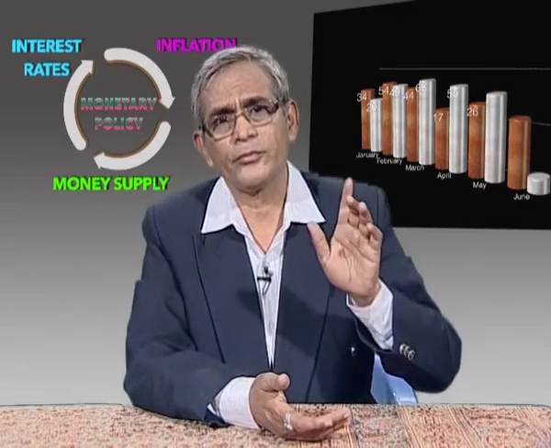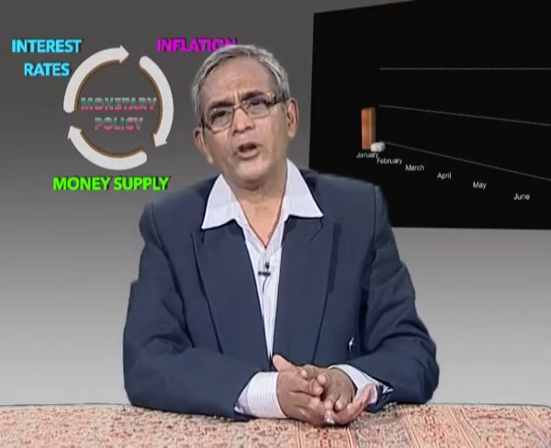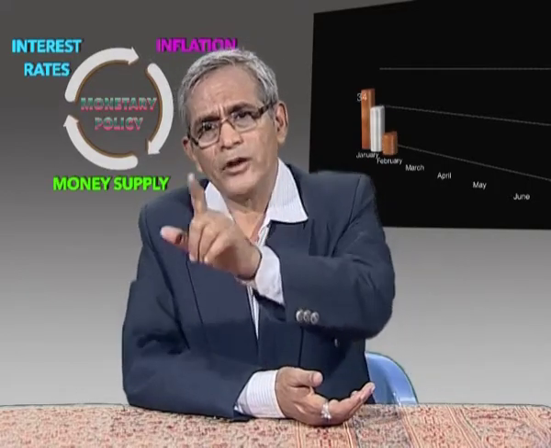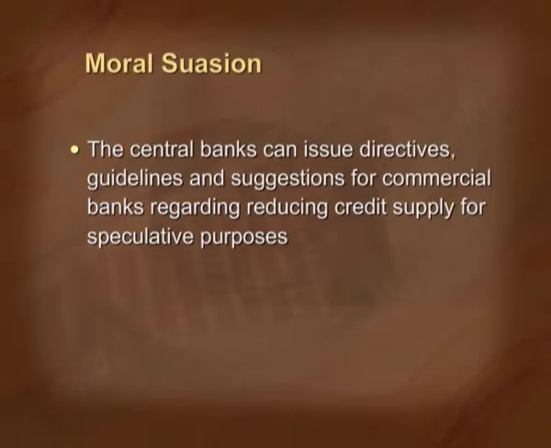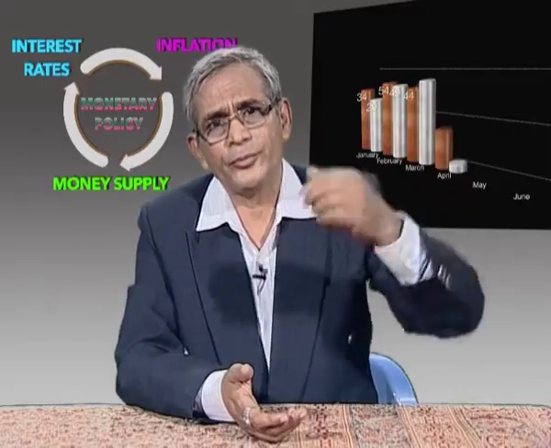Moral suasion. This method refers to the pressure exerted by the central bank, or the RBI, on the banking system without strict enforcement of any regulation. Under this method, the commercial banks are informed about the expectations of the RBI through a particular monetary policy. The central bank can issue directives, guidelines and suggestions for commercial banks regarding reducing credit supply for speculative purposes. It helps in restraining credit during inflationary periods.